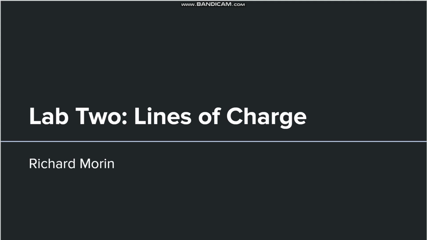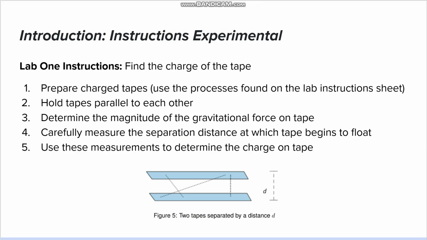Hi, my name is Richard Morin, and this is my Physics 2 Lab 2, Lines of Charge. This lab is a continuation of Lab 1, in which the instructions were to find the charge of the tape determined experimentally through these 5 steps listed below.